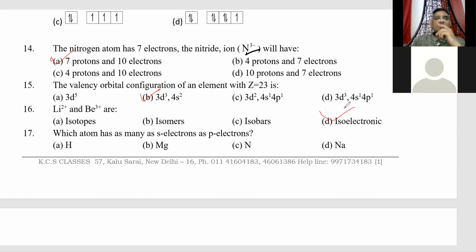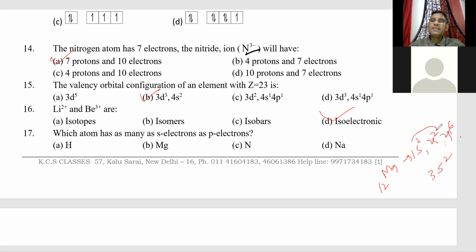Mg. See, we will check it. Mg is 12: 1s2 2s2 2p6 3s2. How many S electrons are there? 6. And how many P electrons are there? 6. So S and P are both the same in number. So the answer will be magnesium, Mg. Very good.